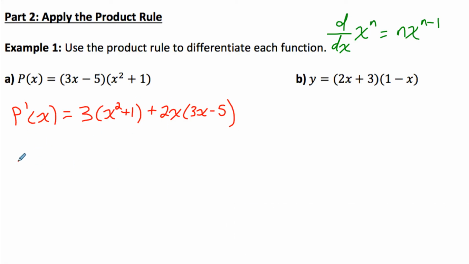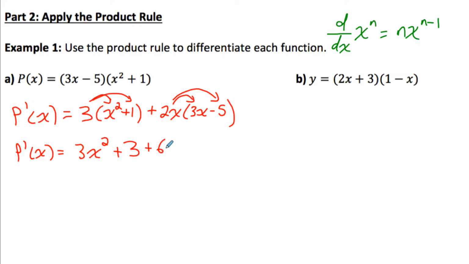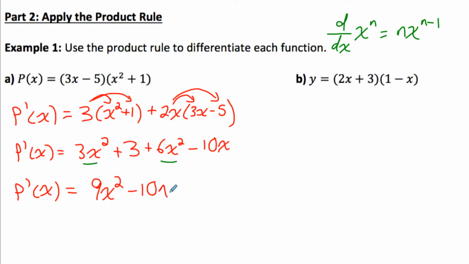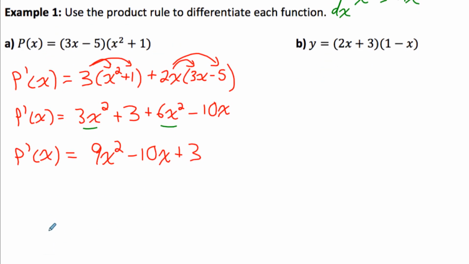So let's expand it out into standard form. So p prime of x equals, let's distribute the 3, and we get 3x squared plus 3. And let's distribute the 2x. So plus 6x squared minus 10x. And our p prime of x function is equal to, let's collect our like terms. Notice we have a 3x squared and a 6x squared. That's 9x squared. And I have a negative 10x, nothing to collect with that. And I have a constant plus 3. So there's my derivative of p at x.